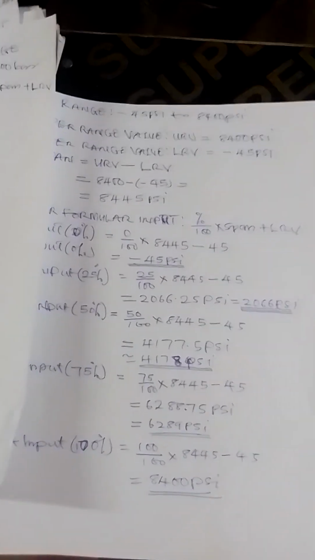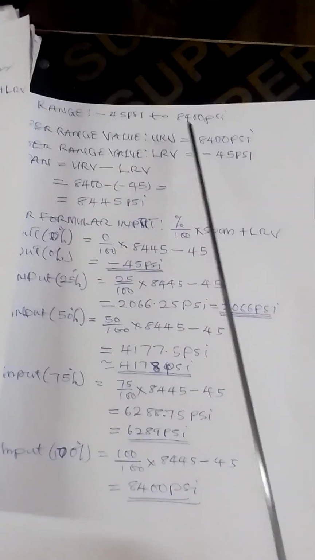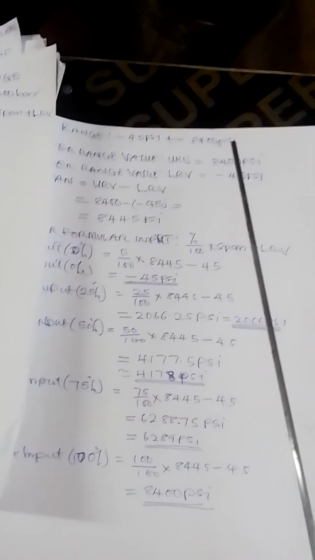There's also another calculation I want my people to know. At times people do make mistakes when they have a range of minus 45 psi to 8400 psi. They will just go and be calculating divided by 4, divided by 4, divided by 4. You can only divide by 4 when it is from 0 to 8400. But that divide by 4 does not apply here. You need to apply the right formula to do your calculation.